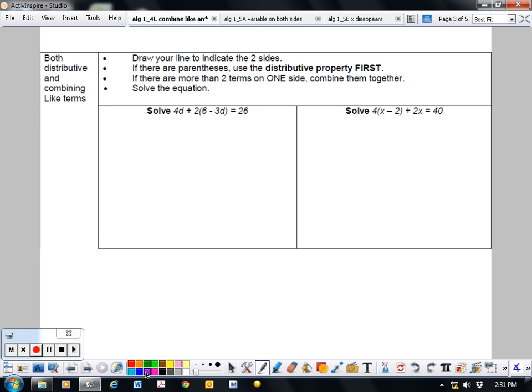And the rule is always do the distributive property first. Always distributive property first. Big stars right there. Distributive property first. So if there's a parentheses, you got to get rid of that, and then you combine like terms. Okay, so I'm going to draw my line for my two sides.